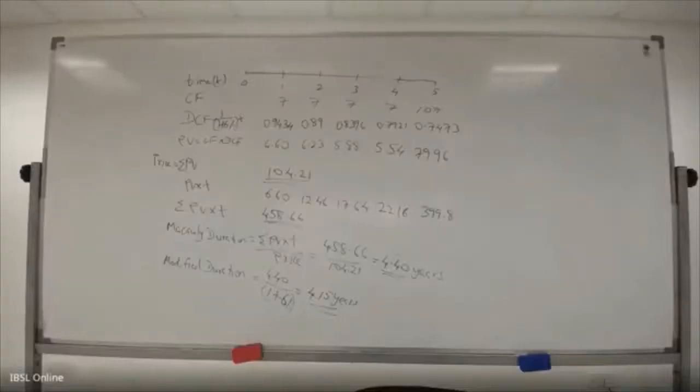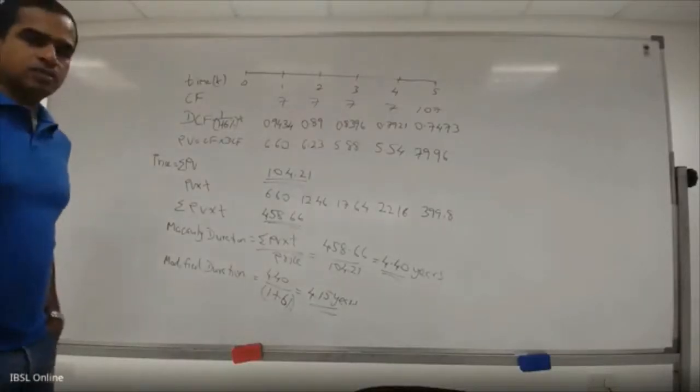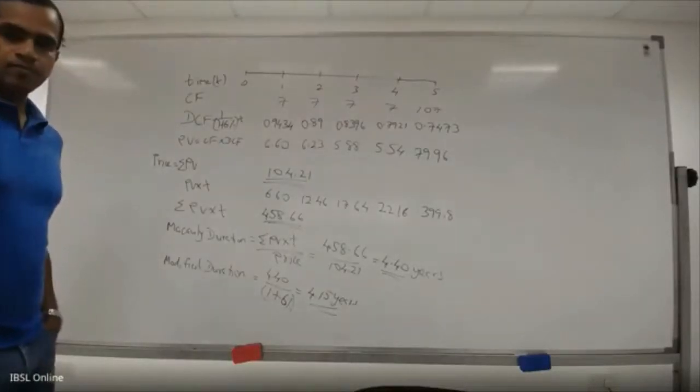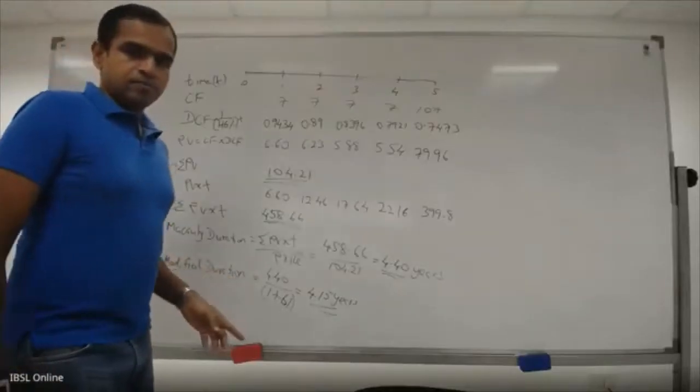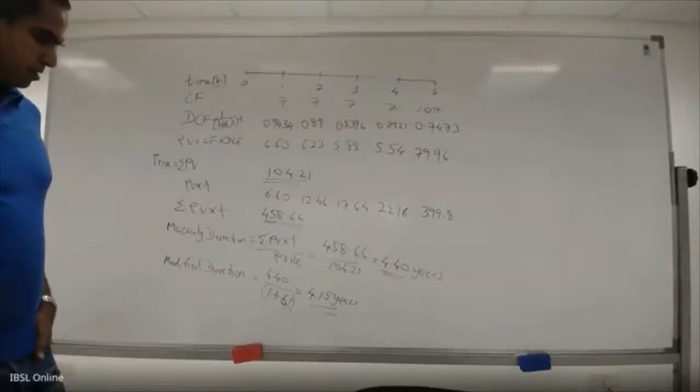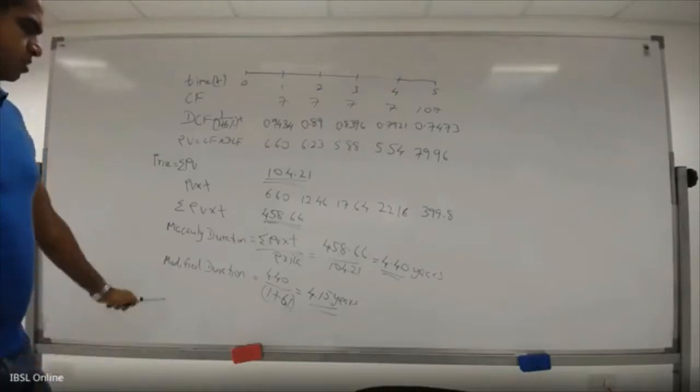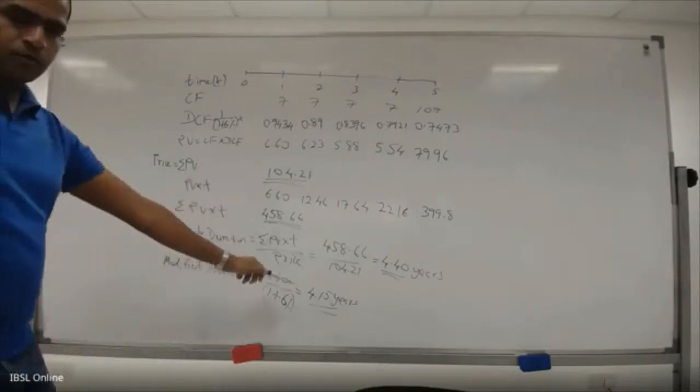4.4. Very good. Excellent. Yes, you're quite right. Why? Because it's a zero coupon bond, the maturity equals the duration. Exactly. Yes. The interest rate sensitivity of this bond is 4.15 years, right?